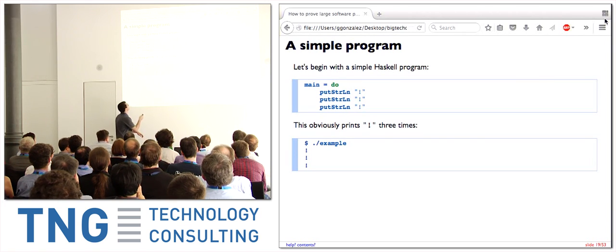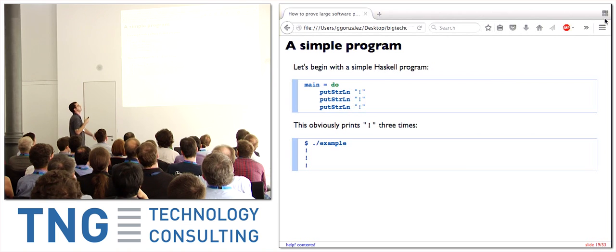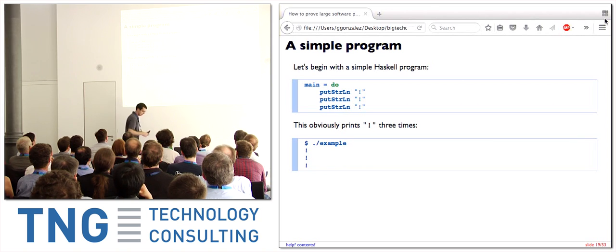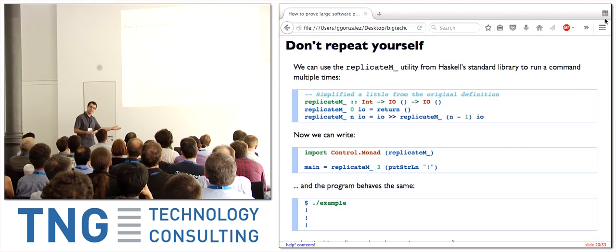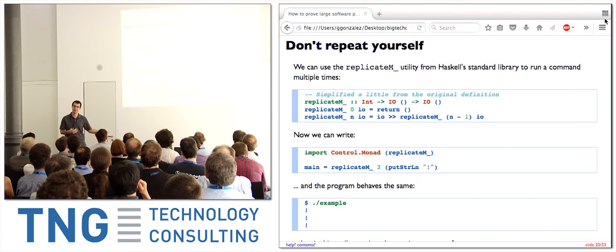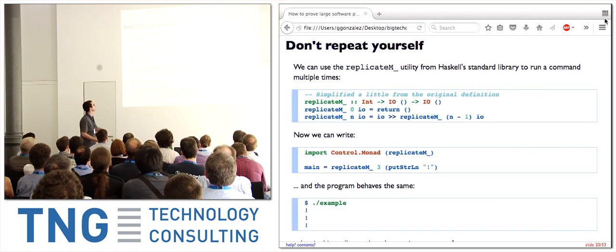Let's begin with this simple Haskell program. We know that this will print 3 exclamation marks because we call putStrLn 3 times. That's obvious to us. Now, we don't want to repeat ourselves, so we're going to create a nice function we can use to run this 3 times for us. Haskell people are bad at naming things. This function is called replicateM. You give it an action, and you give it an int, specifying how many times you want to run that action, and it will run the action that many times.